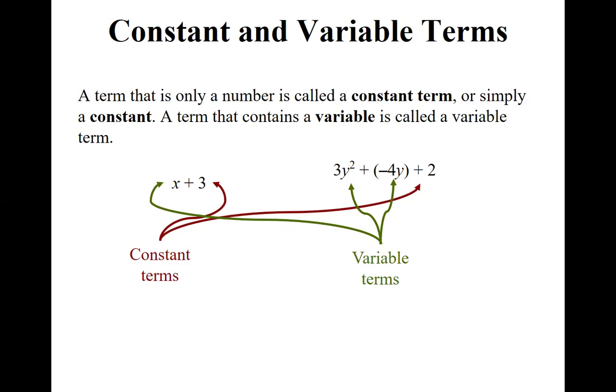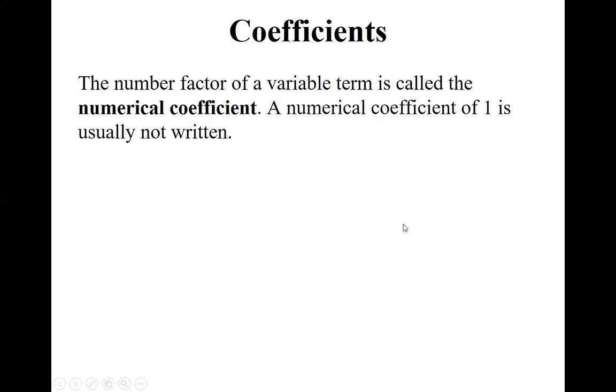Previously, you might have heard me talking about the number in front of the variable. In front of this x, we can imagine that there is a 1. 1x is a single x. 1 times x is x, because anything times 1 is itself. We always write 1x as just x, but we know there's an imaginary 1 there. There's a 3 in front of this y squared. There's a negative 4 in front of this y. The number factor of a variable term is called the numerical coefficient. And like I said, the numerical coefficient of 1 is usually not written.